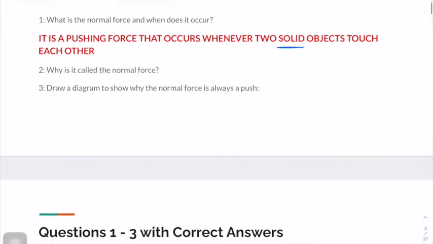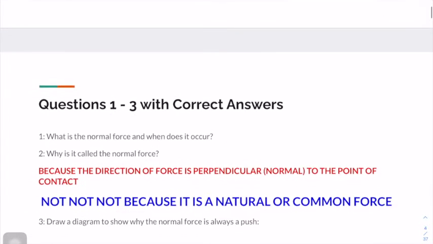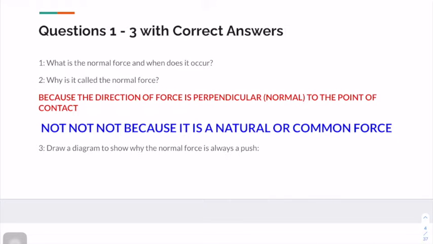So why is it called the normal force? I've actually emphasized on multiple occasions why it is called the normal force. It's called the normal force because the direction of the force is perpendicular to the point of contact. This is a mathematical term. Perpendicular is also called normal. Several groups who are not listening, it is not because it is a natural force or common force. That is not why we call it the normal force. Normal means perpendicular. Hopefully by the end of this video, you will never make that mistake again.